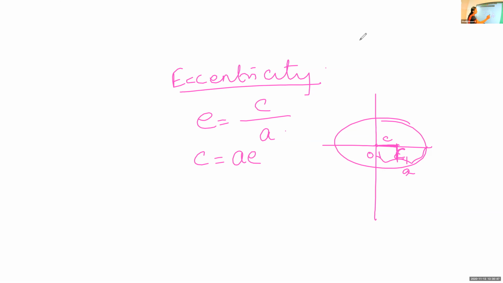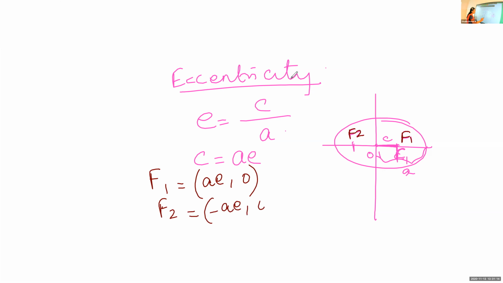So here we have two foci, F1 and F2. Two fixed points we have, F1 and F2. The coordinates of F1 is given by AE, 0, and the coordinates of the second focus is given by minus AE, 0. Is it correct? Is it clear, children?